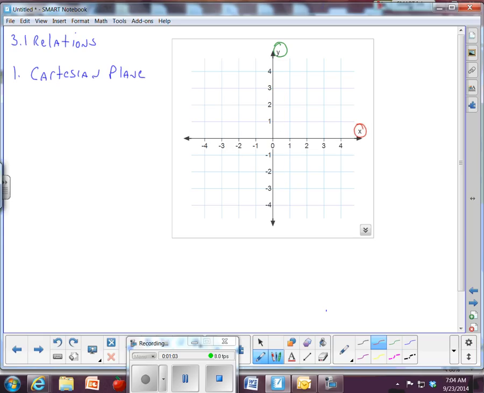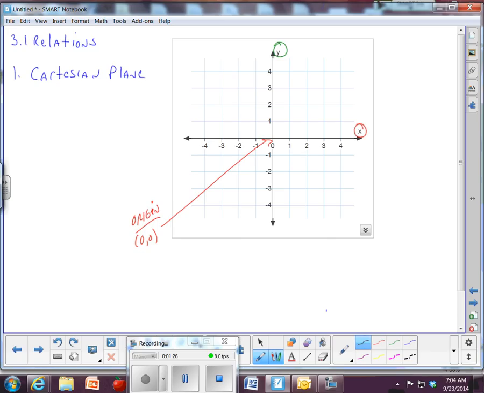So the center point of the Cartesian plane is called the origin. Right, origin is that center point. That's an I there, origin. And the coordinates of the origin are 0, 0. Remember, points are located in the Cartesian plane by their coordinates.